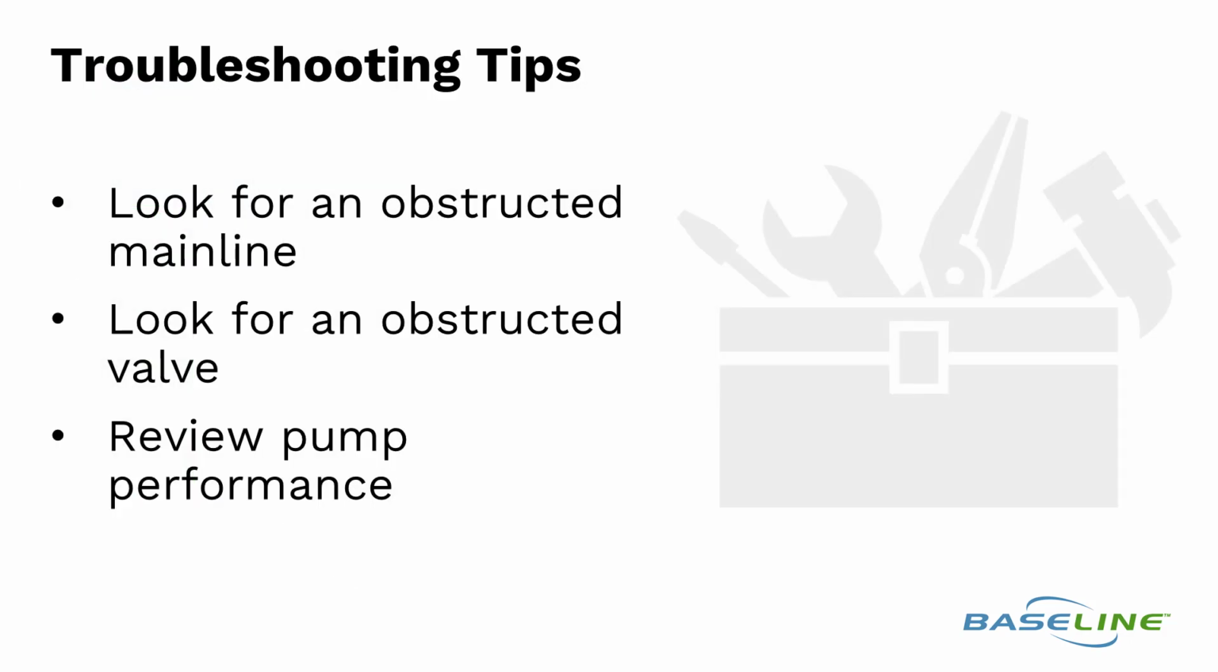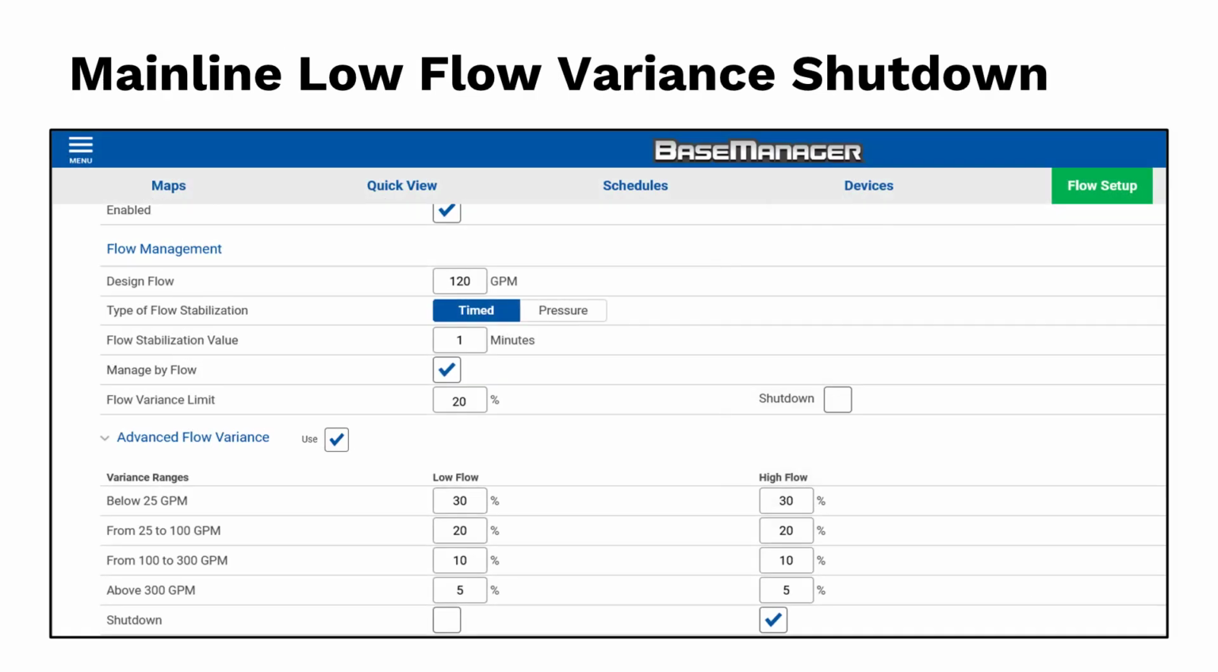Troubleshooting a mainline flow variance starts with checking for an obstructed mainline. Perhaps there's an obstruction with one of the zone valves and it isn't opening all the way. It could also be that there's an issue with the pump performance or the pump intake. You can adjust the flow variance limit on the Flow Setup tab under Mainlines.